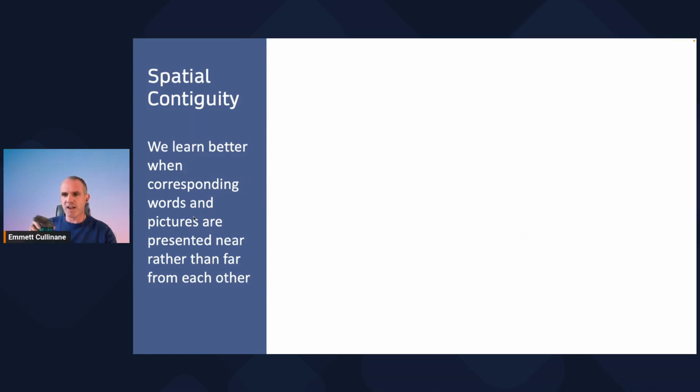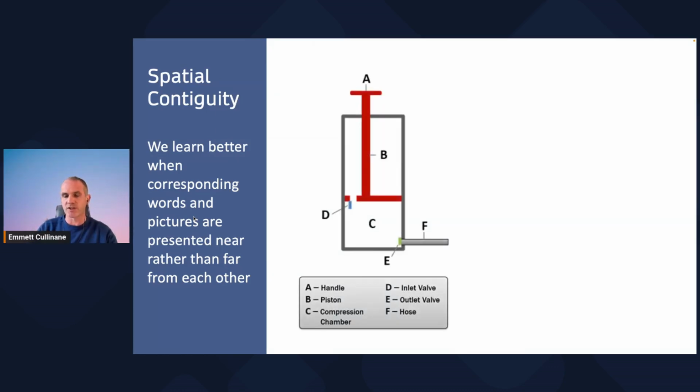Number three and four both use the word contiguity. So say it with me, contiguity. So we've had funny G's today. We've had pedagogy, and now we've got contiguity. Contiguity means closeness or proximity. So this is spatial contiguity. We learn better when corresponding words and pictures are presented near rather than far from each other. Okay, so in relation to space.